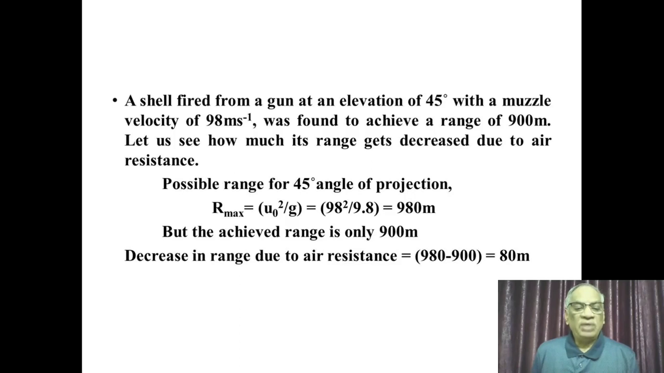But this is the actual range possible for the given angle of projection of 45 degrees, that is R max. But the achieved range is only 900 meters. So there is a decrease in the actual range. The decrease in range is due to the air resistance. So the amount of range reduction due to air resistance is given by 980 minus 900, that is 80 meters.